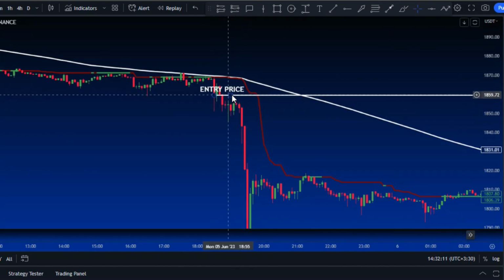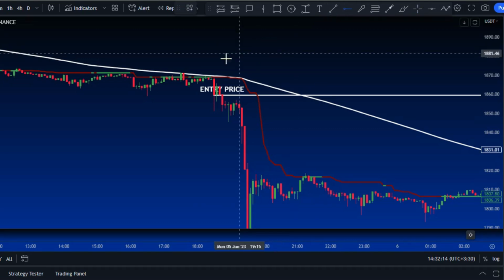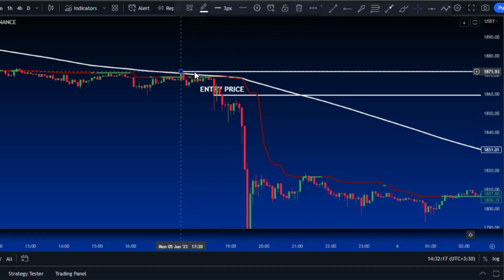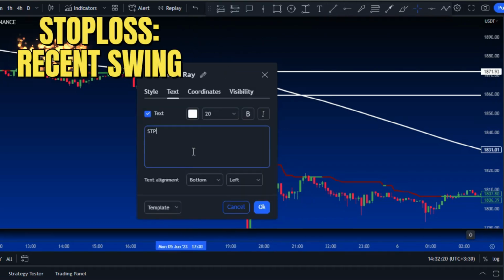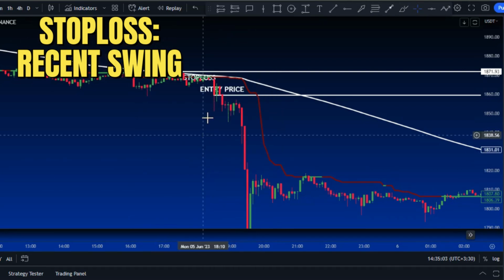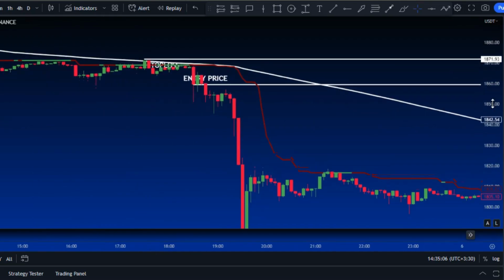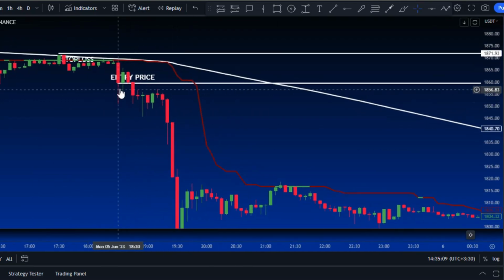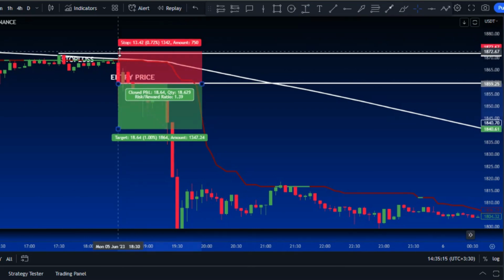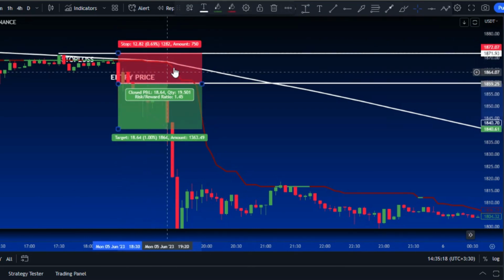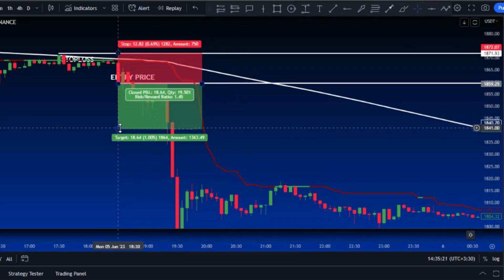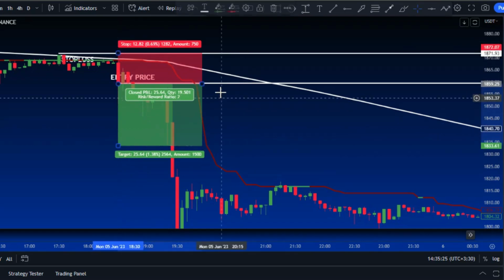After that, you need to manage risk by setting a stop loss. So place the stop loss above the recent swing high. Finally, when the trade is profitable, close it at a 1-to-2 risk-to-reward ratio.